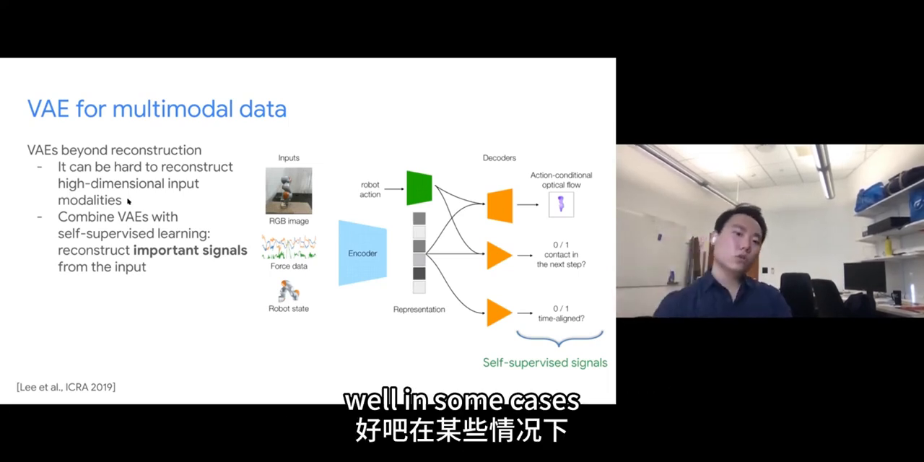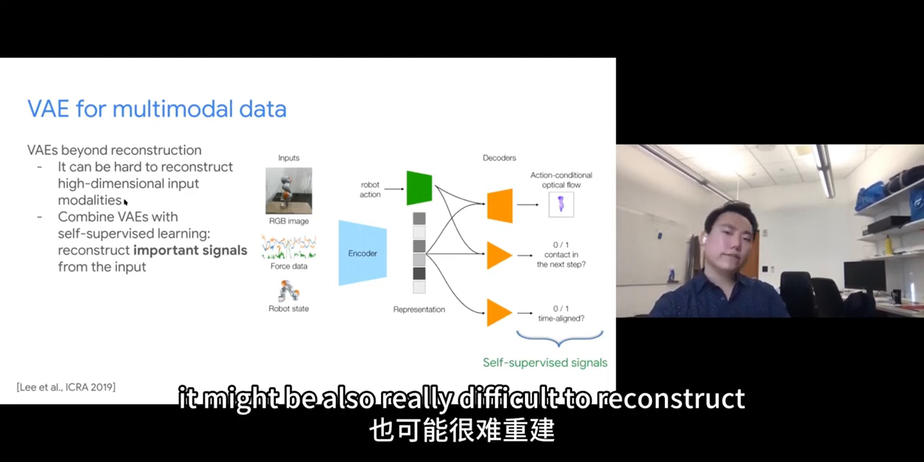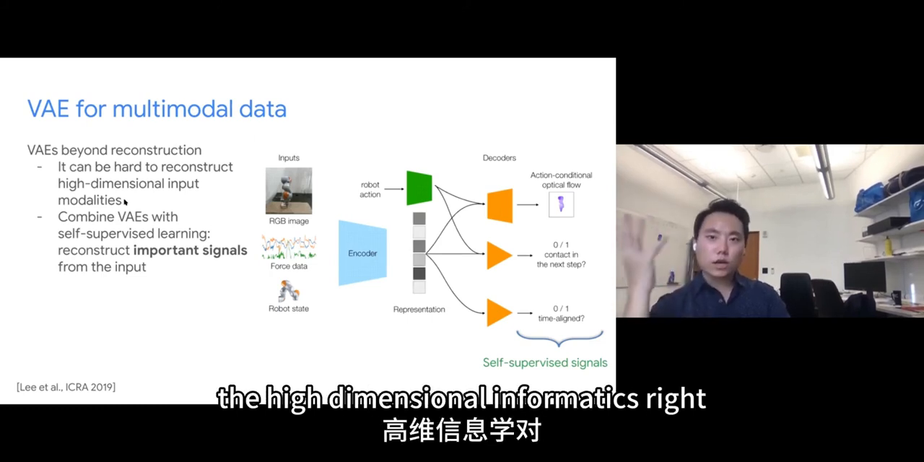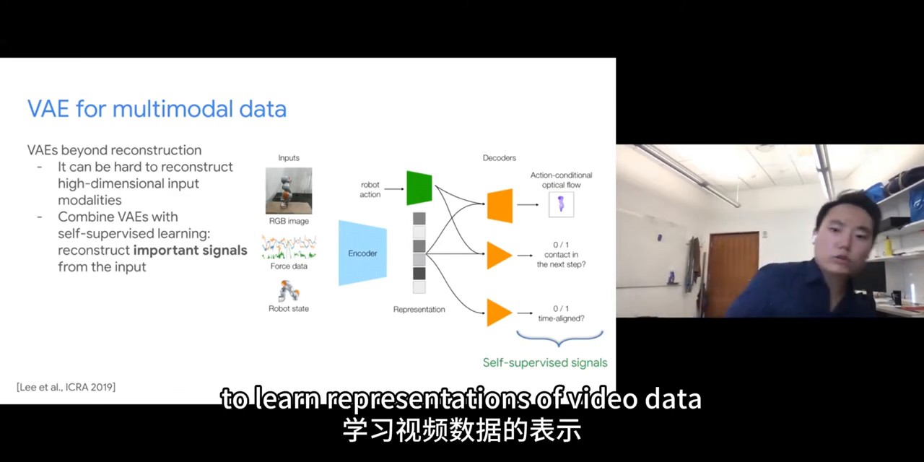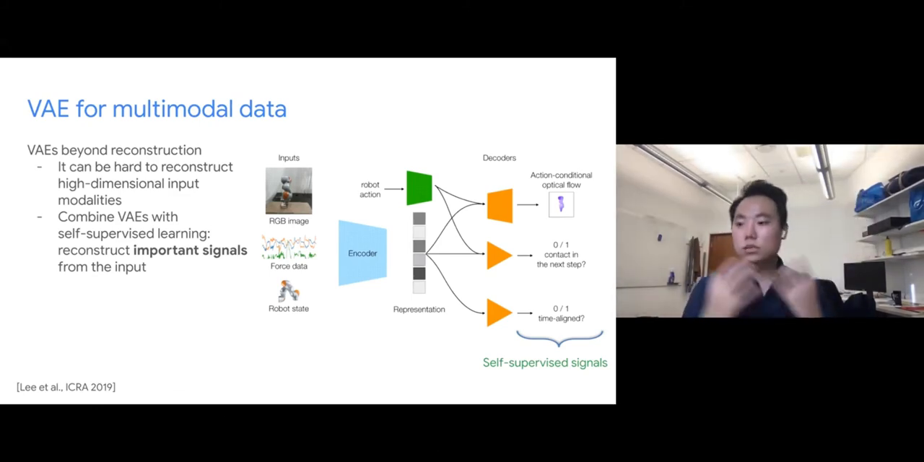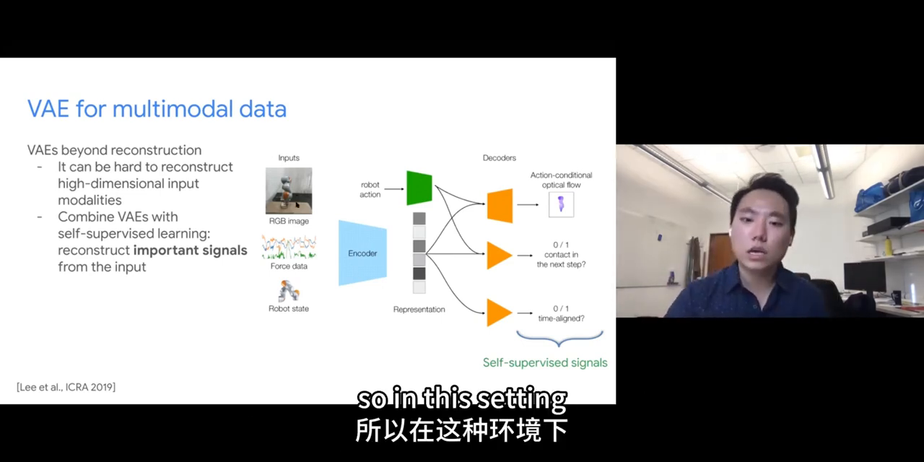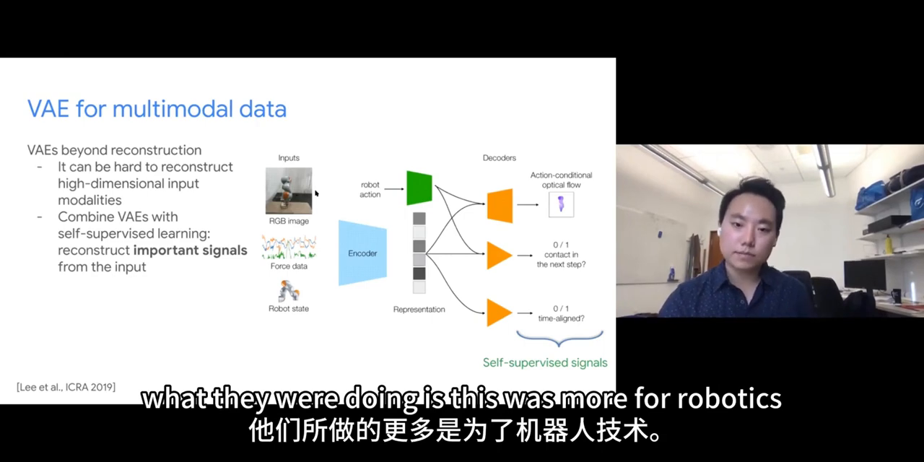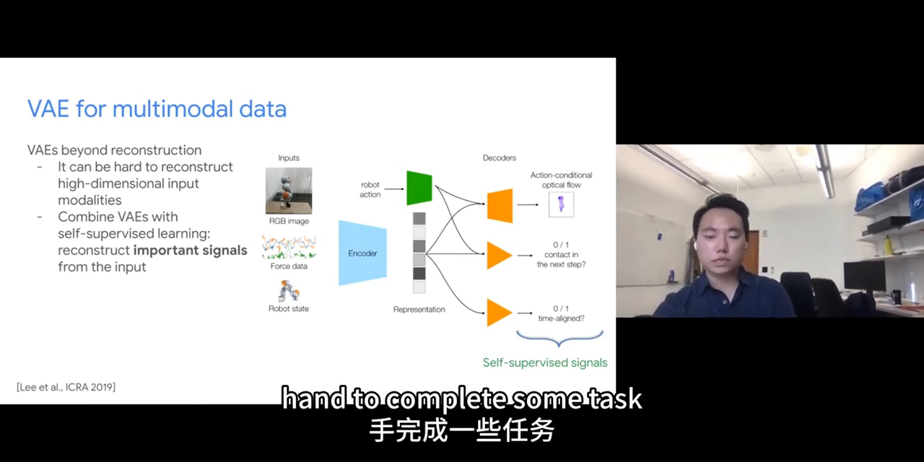Well, in some cases, you don't care about reconstructing, and sometimes it might be also really difficult to reconstruct high-dimensional input modalities, right? So if I want to learn a variational autoencoder to learn representations of video data, reconstructing the entire video might be something difficult. So in this setting, what they were doing is, this was more for robotics. So it was the goal of trying to use a robot hand to complete some task.